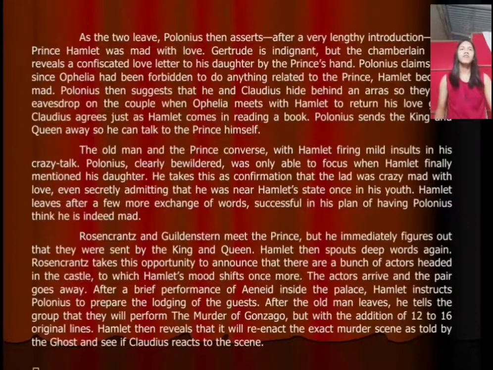As the two leave, Polonius then asserts, after a very lengthy introduction, that Prince Hamlet was mad with love. Gertrude is indignant, but the Chamberlain then reveals a confiscated love letter to his daughter in the prince's hand. Polonius claims that since Ophelia had been forbidden to do anything related to the prince, Hamlet became mad.